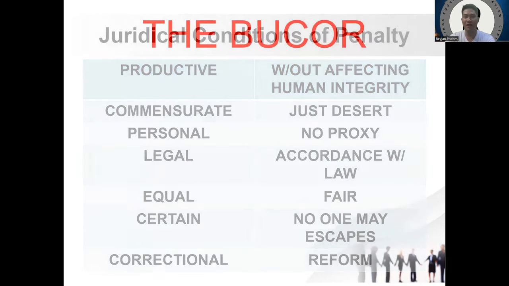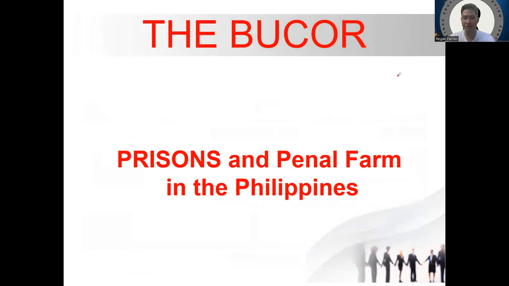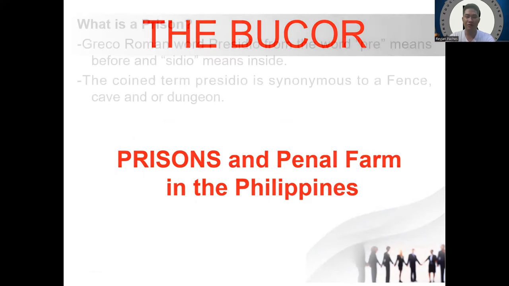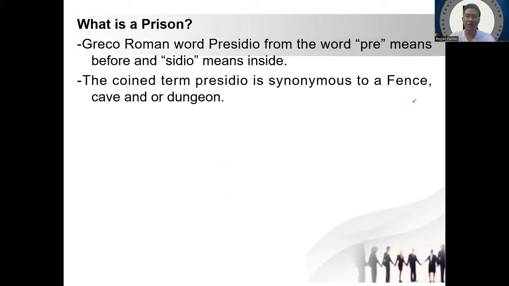Okay, so pag-uusapan natin ngayon, class, ang Bureau of Correction. So yung mga prisons and penal farms in the Philippines na meron tayo sa Bureau of Correction. Pag sinabi natin prison, class, nanggaling yan sa Greco-Roman word presidio. Tanda nyo ha, nanggaling yan sa Greek word presidio from the word pre. Pag sinabi natin pre, ibig sabihin before. And of course, sidio means inside. So that's why ang prison natin galing sa pre, before, and sidio means inside.